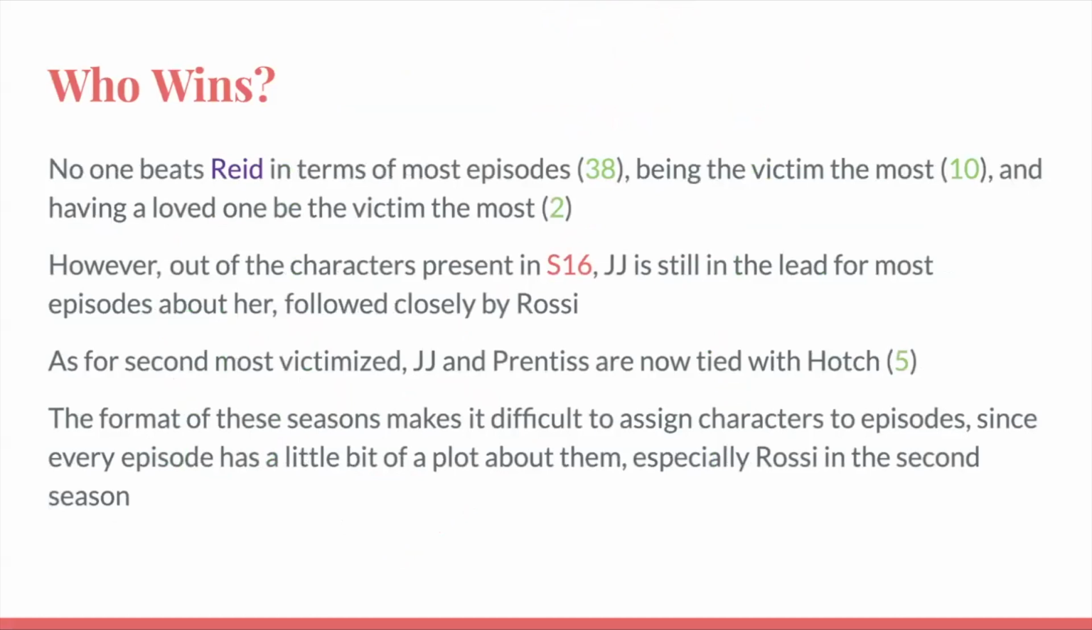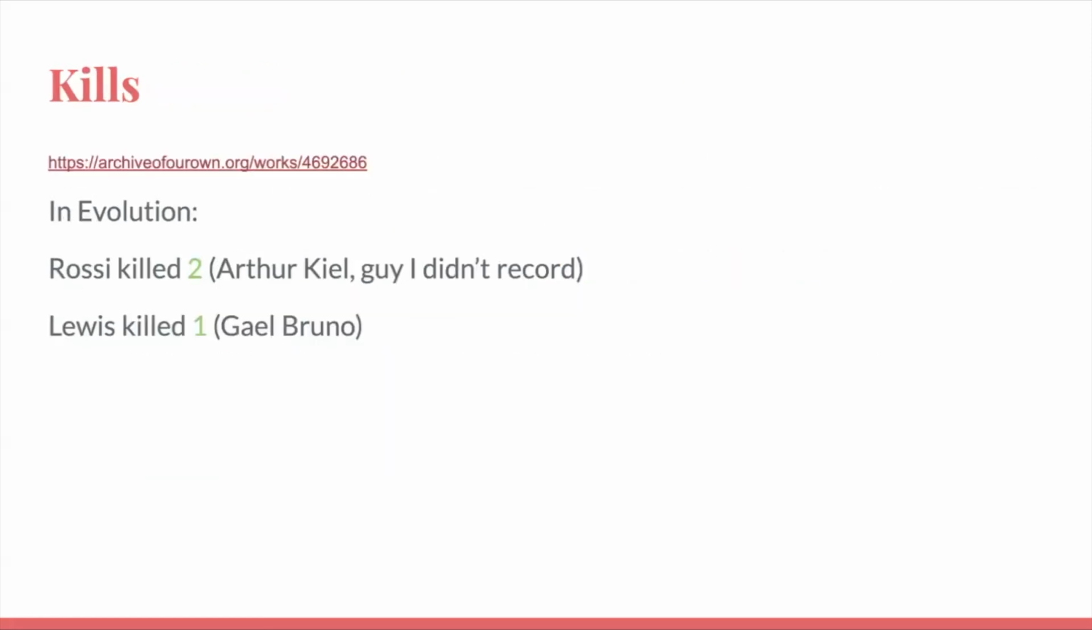However, out of the characters present in season 16, JJ is still in the lead for most episodes about her, very closely followed by Rossi, and as for second most victimized, JJ and Prentice are now tied with Hotch. They all have 5.